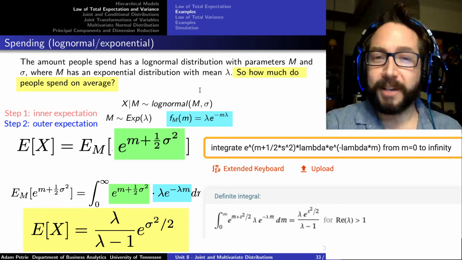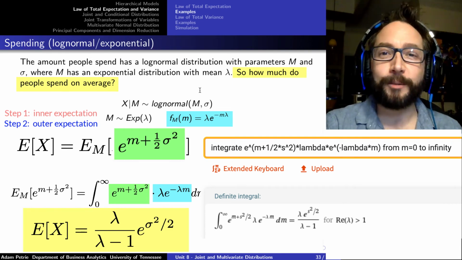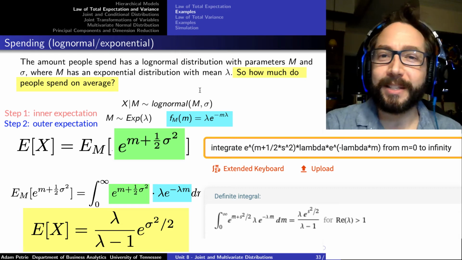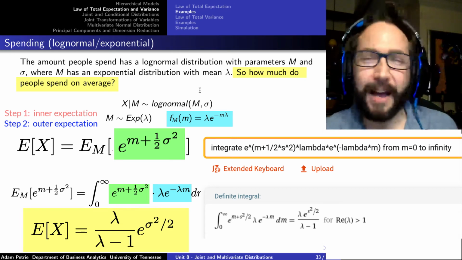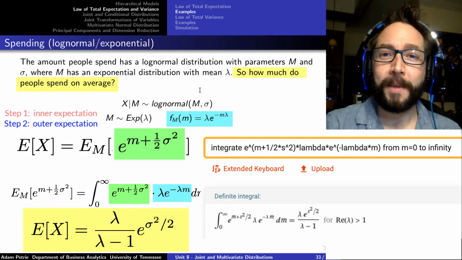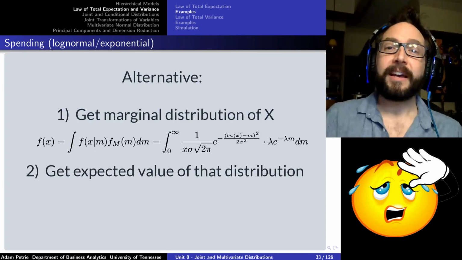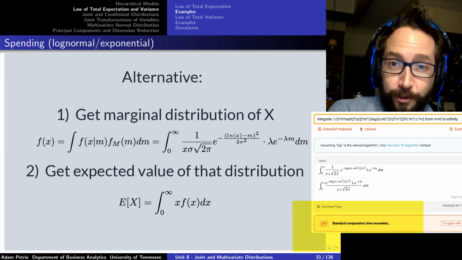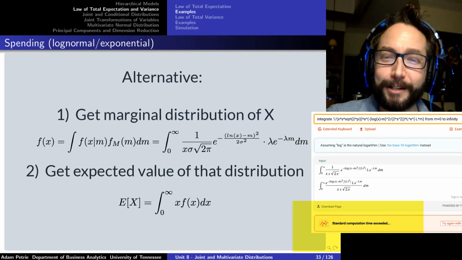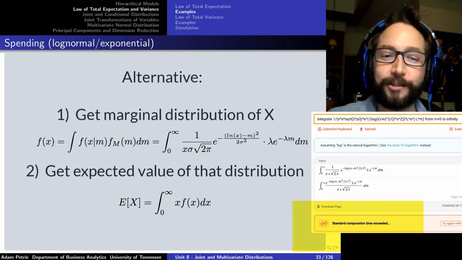Now, Wolfram Alpha will say there's a restriction on what lambda can actually be. Lambda has to be bigger than 1, and it makes sense because if I look at the formula for the expected value, if lambda was less than 1, that would give a negative value, and we can't have negative amounts spent. I guarantee that's a lot easier for getting the expected value in this hierarchy than trying to derive the marginal distribution of x and then getting the expected value of x by taking that formula, multiplying by x, and integrating over the whole range.